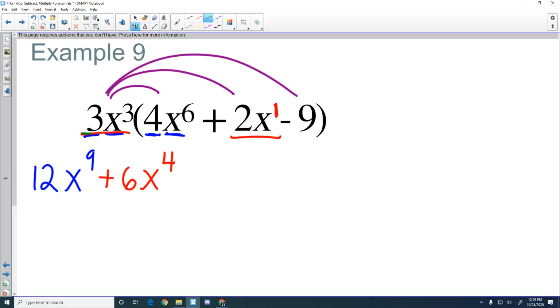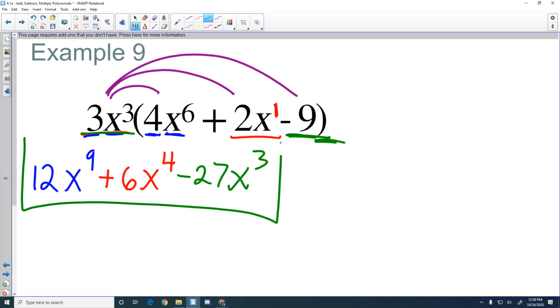And finally, I'm taking 3x to the third times a negative 9. So 3 times negative 9 is negative 27. But this x to the third doesn't have any x's over here to combine with, so it just comes along for the ride. It's not going to change. It's just going to stay as that x to the third. And this right here is our simplified polynomial.